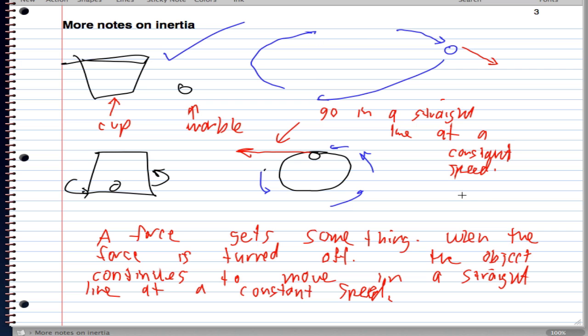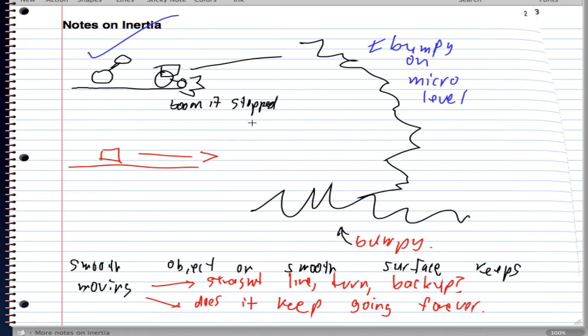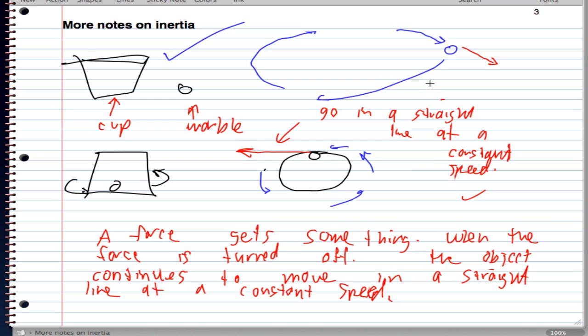If we take this idea here and put it together with the bowling ball idea here, we get this really weird conclusion, which is that if an object's moving, if something moves, it doesn't stop. It goes on forever and ever and ever. That's the weird part about what we saw today.